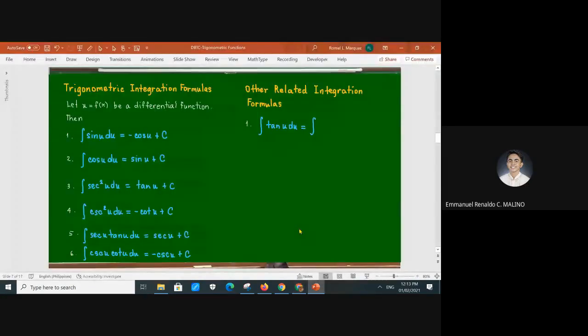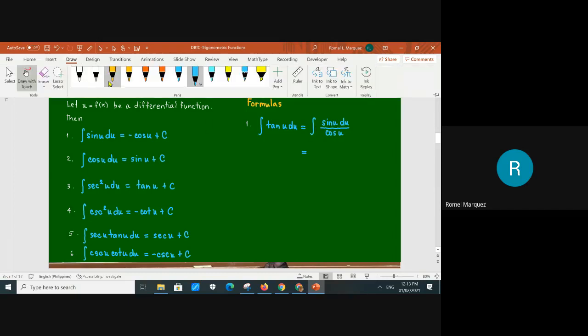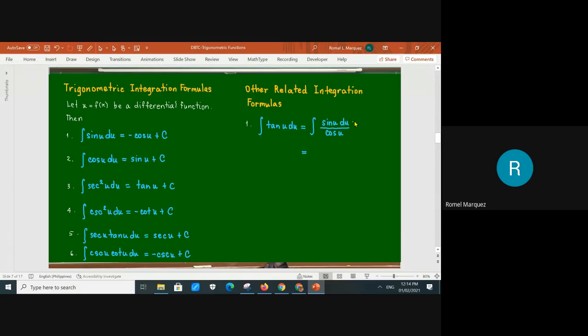Sir, sine u over cosine u. Okay, very good. So it is equal to the integral of sine u du over cosine u. And then after that, could you proceed? What's the next step to do? What do you notice in the numerator? The numerator is the differential of what? The denominator, right? What is that? The integral of du over u.